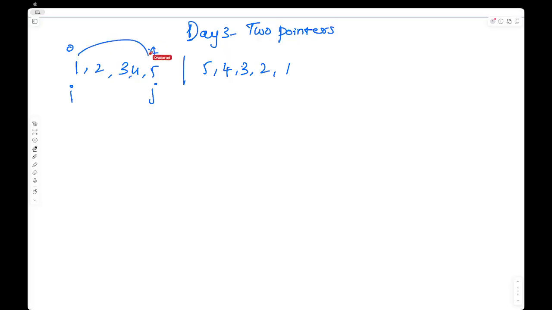We'll swap these two. Once we swap, I will move here and j will move here, which is i plus plus and j minus minus. I hope this is clear.